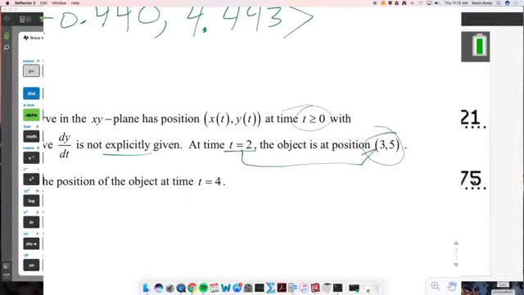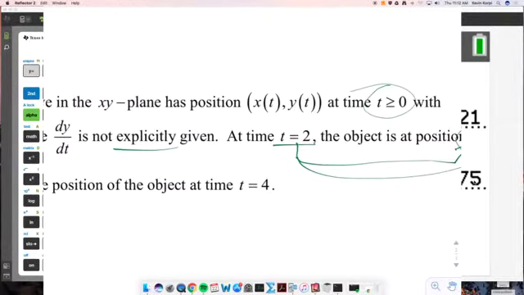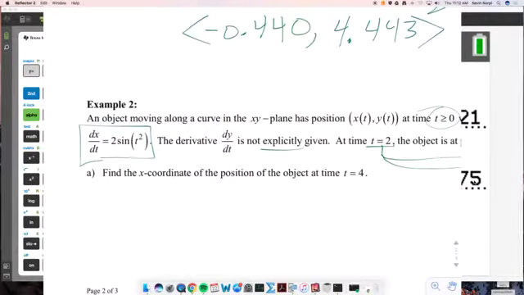At time equals 2, the object is at 3, 5. Okay, so there's another initial condition. We know what the initial x and y are. And initial just means at 2, not at 0. Part A, find the x-coordinate of the position of the object at 4. So this is kind of like the last thing that we just did on the previous problem, but we're only doing it for the one coordinate.